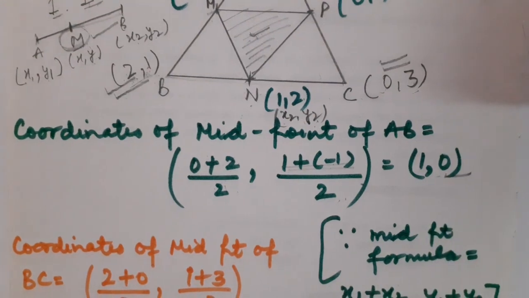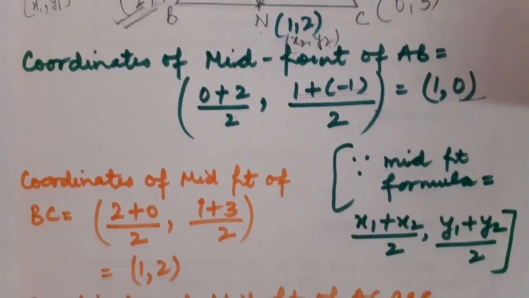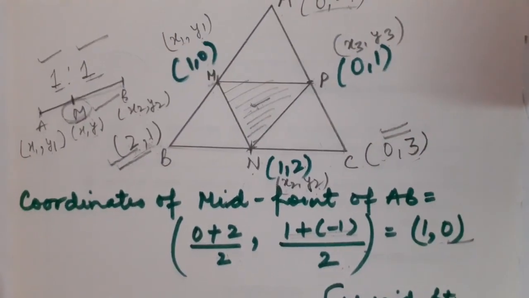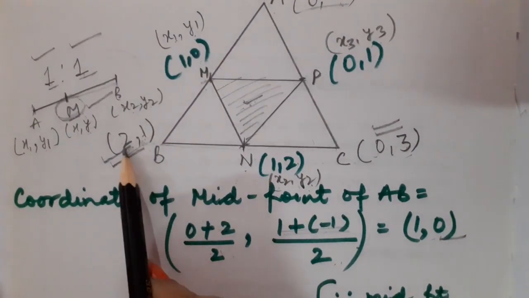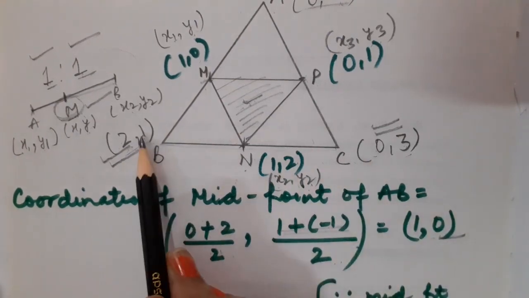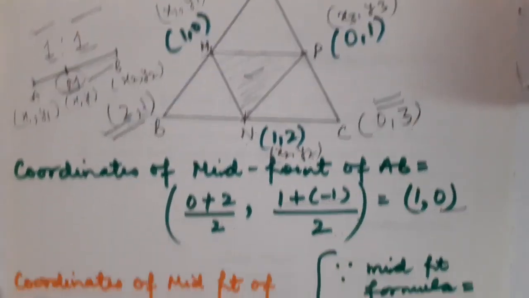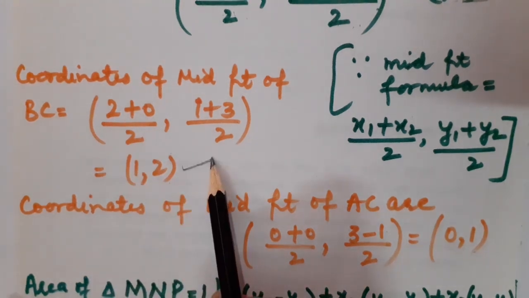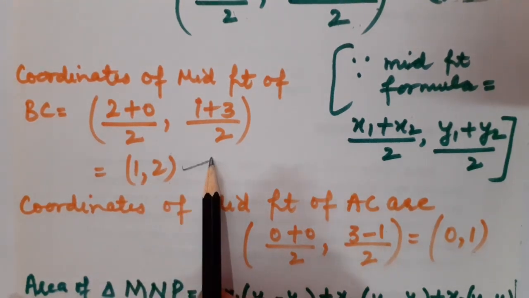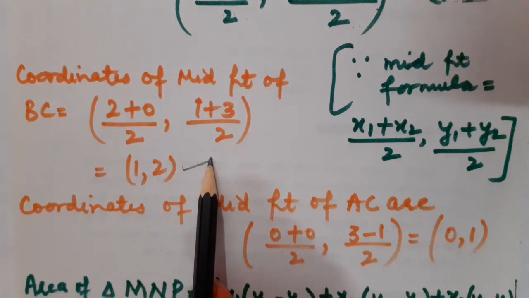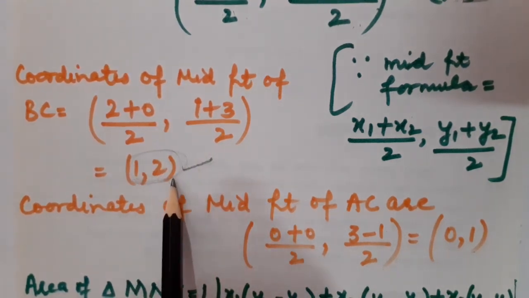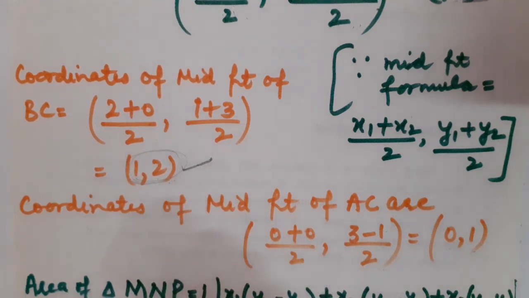Fine. In the same manner, calculate the coordinates of the midpoint of BC now. BC, please have a look. Here, this is (2 + 0)/2, (1 + 3)/2. Look, so I have got (1, 2) as the midpoint of the line segment BC, or I should say that these are the coordinates of point N. Okay.